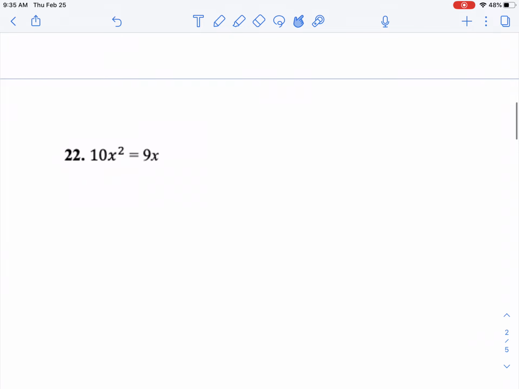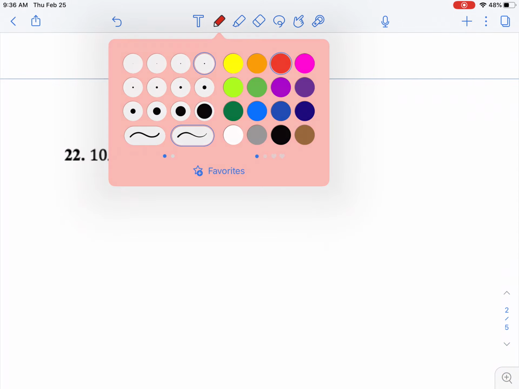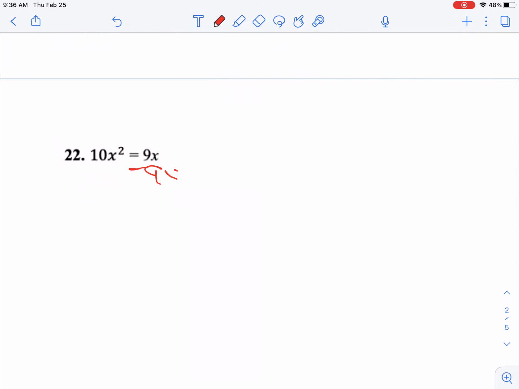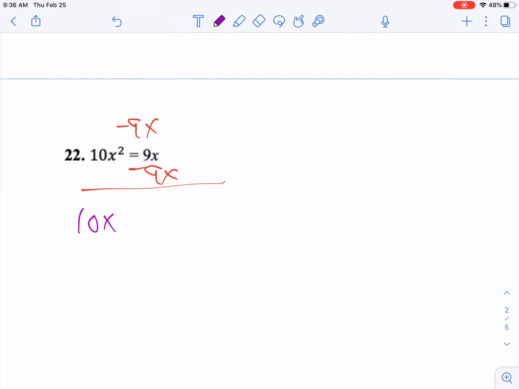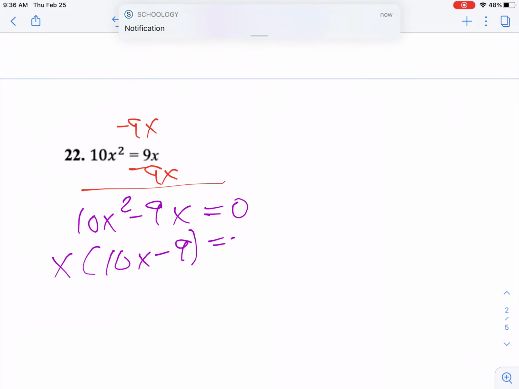Taking a look at problem 22, we do it the same way. First, make it equal to 0. So we're going to subtract 9x from both sides. So then we get 10x squared minus 9x equals 0. Factor it. Factor out your x. You get x times (10x minus 9) equals 0.